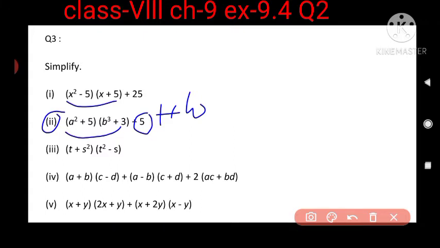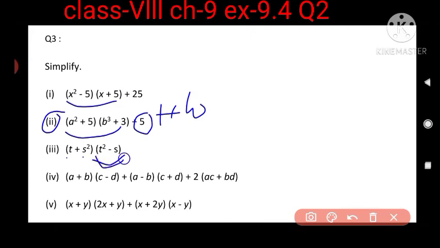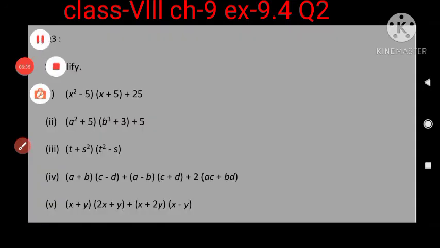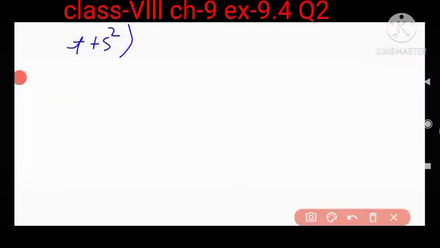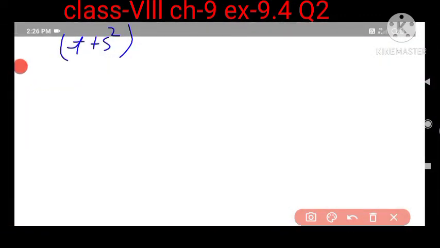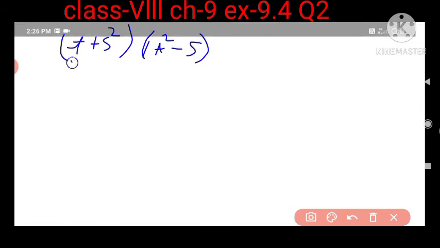Now question number 3 is given what? t plus s square, then t square minus s is given. Now we have to solve this. So how will you solve? Very simple, isn't it? This t will multiply with both the terms, then again s square will multiply with both the terms. So I will write and solve this. Let me write the question first. t plus s square is multiplied with t square minus s.